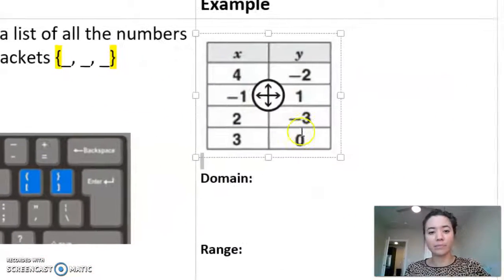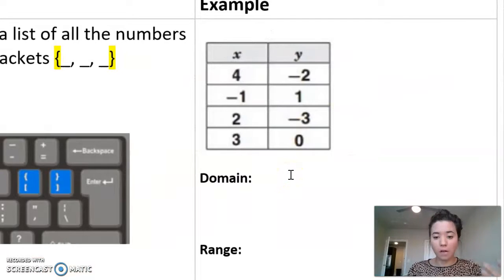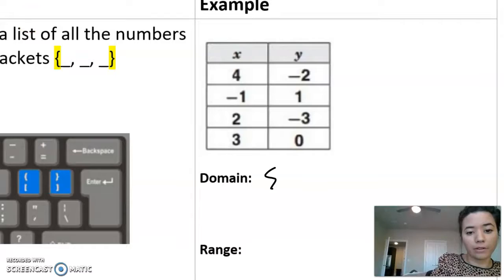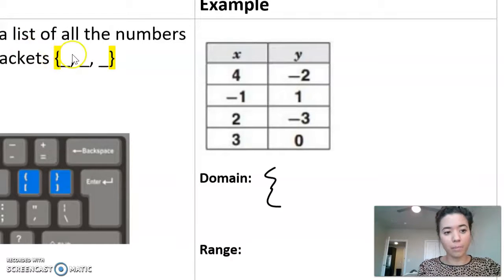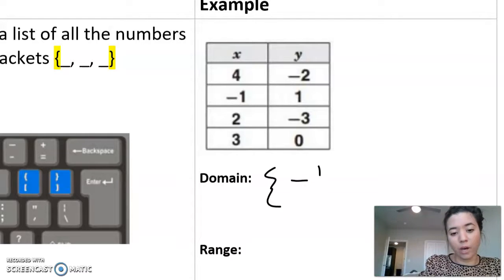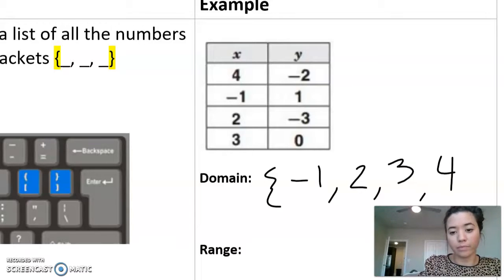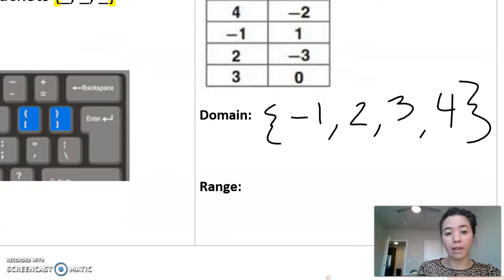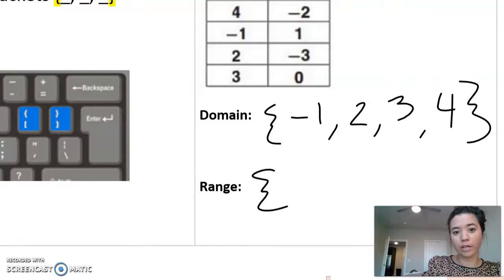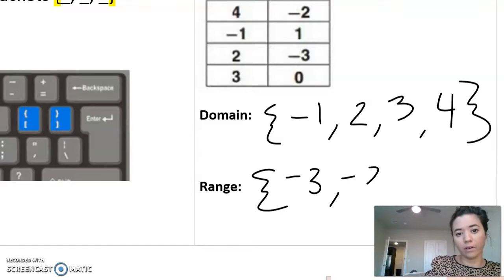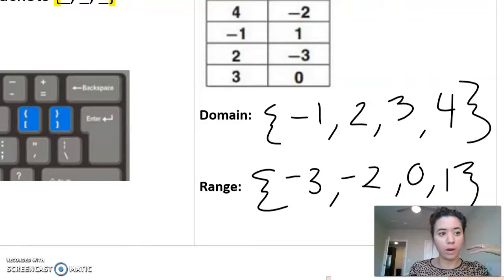When we do this, again, the domain is just all possible x values. I'm going to write my little curly bracket, and then we put a number, comma, until we've listed all possible x values. We usually put them in order from smallest to largest. So I see a -1, a 2, a 3, and a 4. That is my domain. Now we'll do the range, all possible y values, and we'll do the same thing. Put them in order from least to greatest. So we have -3, -2, 0, and 1. There's my closed curly bracket.